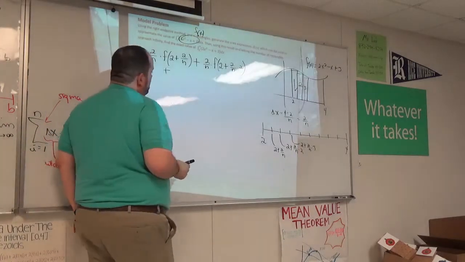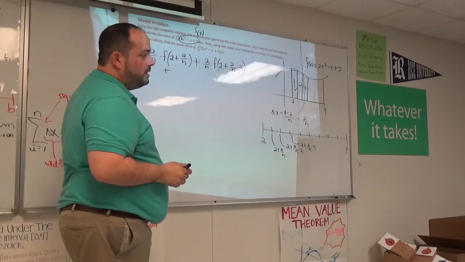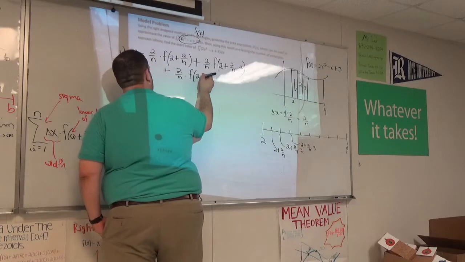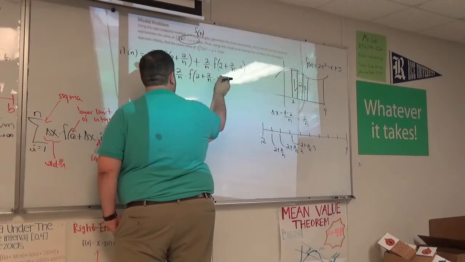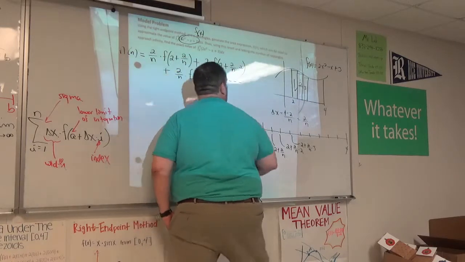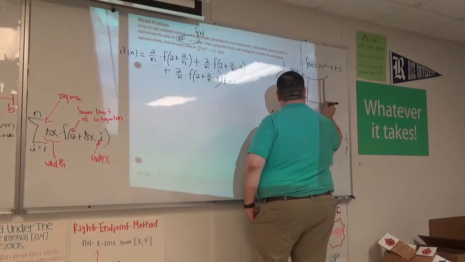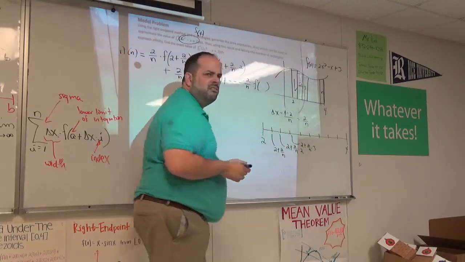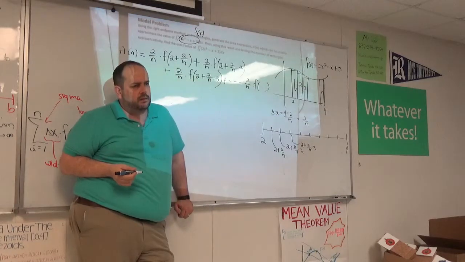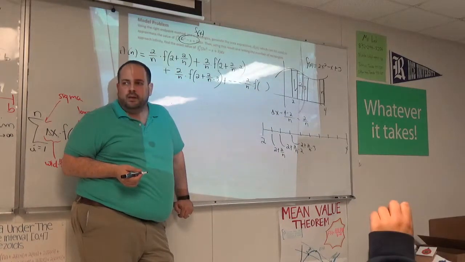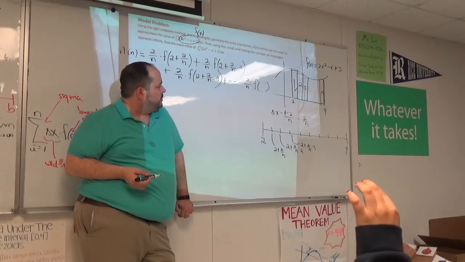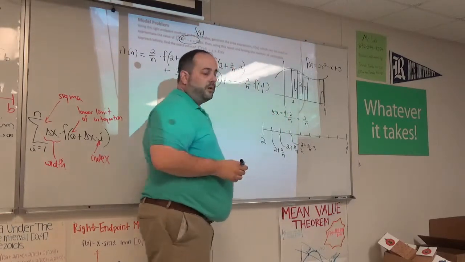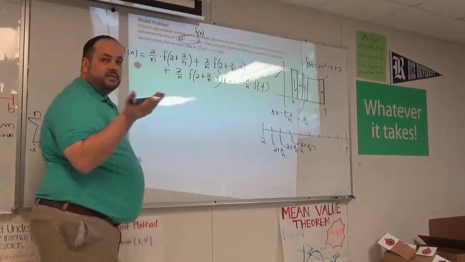So, Cassandra, how about that third rectangle? 2 over n times f of 2 plus 2 over n times 3. Plus, I go all the way out to the last one, and the last one is this guy right over here. And that has a width of 2 over n, and what's the height for that last rectangle? Careful with that. Jasmine, what's the height of that last one? It's going to be not 4, but f of 4. Right? So I hope everybody sees the pattern.